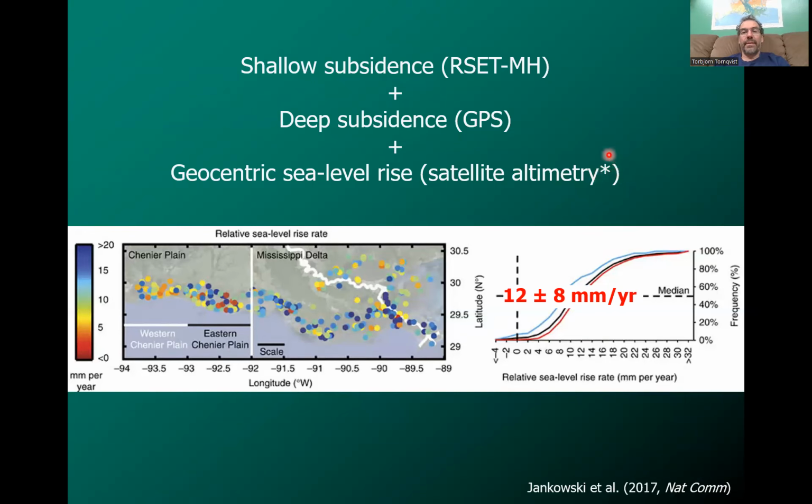So one thing that is worth pointing out is this little asterisk here, and that refers to satellite altimetry. At the time of this study, which is, of course, a number of years ago, we actually had very, very limited data on geocentric sea level rise in the Gulf of Mexico. So we ended up using a number from one published study that was actually very low.